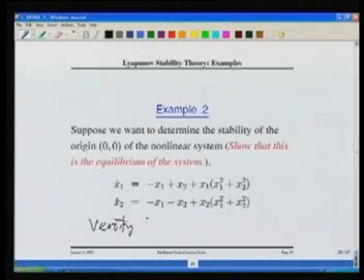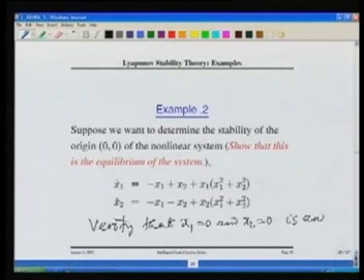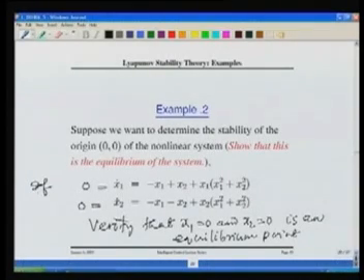gives that. Now, we take another example where x 1 dot is this, x 2 dot is this. You can verify, this is an exercise for you, verify that x 1 equal to 0 and x 2 equal to 0 is an equilibrium point. You can easily see that, because if all are zeros, then this becomes also 0. So, obviously, this is an equilibrium point. Now, the question is, what is the stability of this equilibrium point? How stable is this equilibrium point?